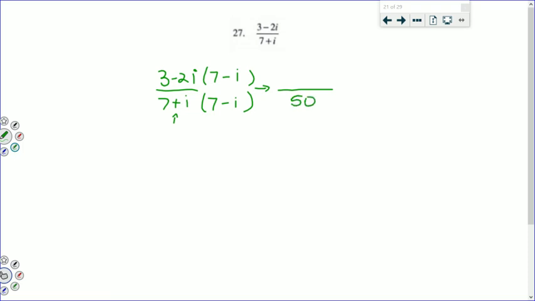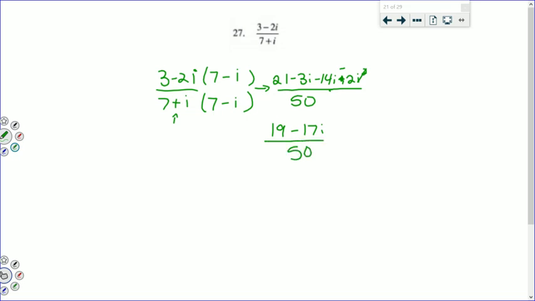Okay? So now we need to distribute across the top. 3 times 7 is 21. 3 times negative i is negative 3i. Negative 2i times 7 is negative 14i. And then negative 2i times negative i is positive 2i squared. Remember, i squared is equal to negative 1, so we're going to make that go away, and then this sign changes. So then we're left with 21 minus 2, which is 19. And then negative 3 minus 14 is negative 17i over 50.